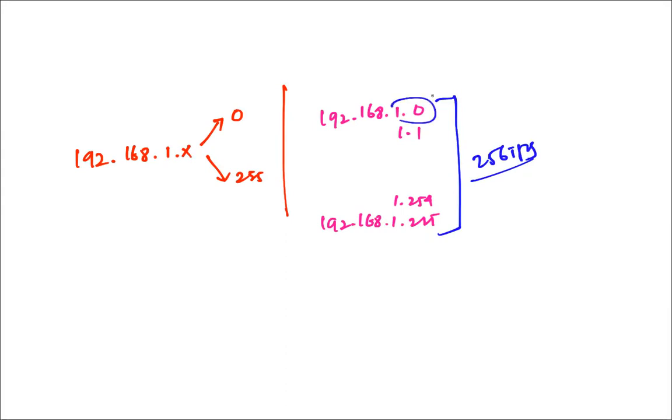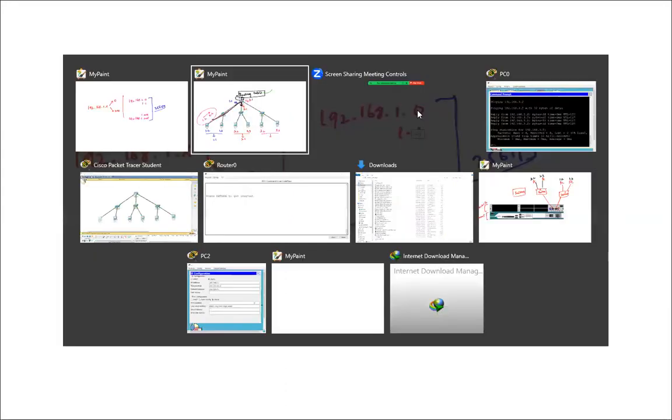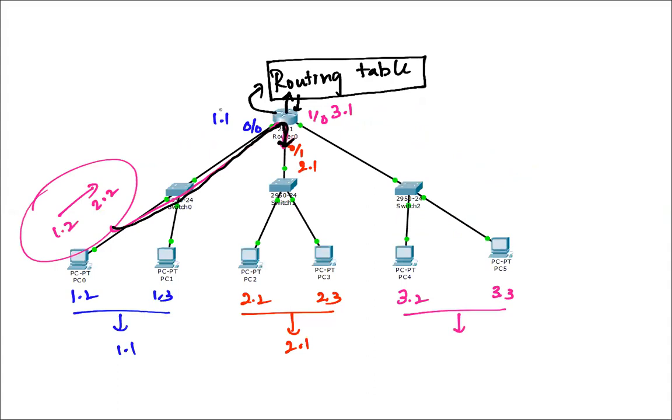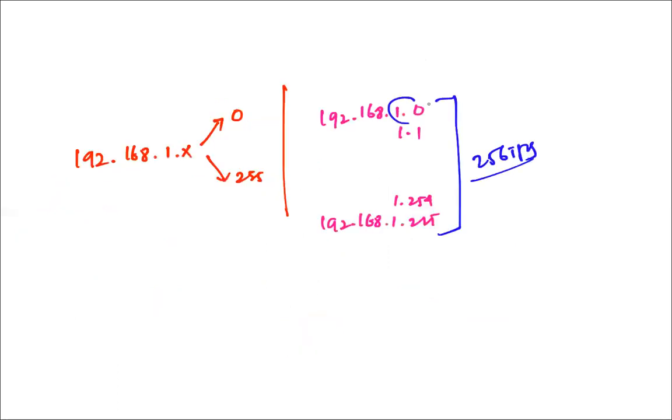What happened to 1.0? If you see my diagram, I started with 1.1 only. What happened to 1.0? Why didn't I use 1.0? Have you guys thought about this earlier? If yes, then good. If not, at least now think about it. Why didn't I use 1.0?